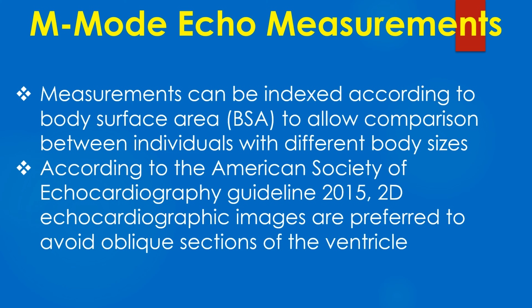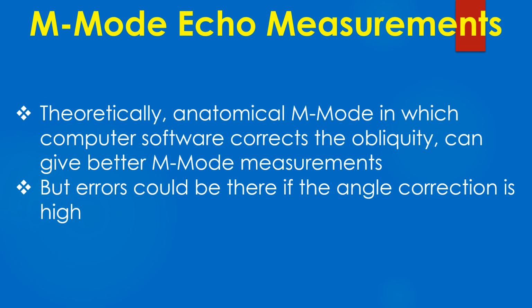According to the American Society of Echocardiography Guideline 2015, 2D echocardiographic images are preferred over M-mode to avoid oblique sections of the ventricle. Theoretically, anatomical M-mode, in which computer software corrects the obliquity, can give better M-mode measurements, but errors could be there if the angle correction is high.